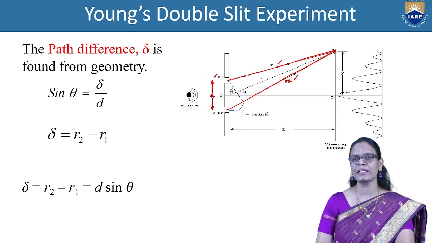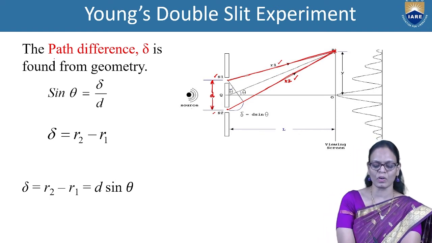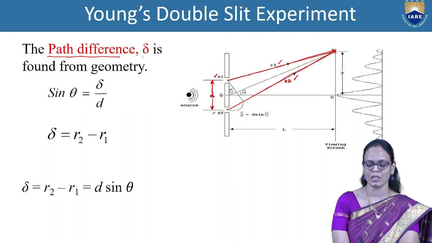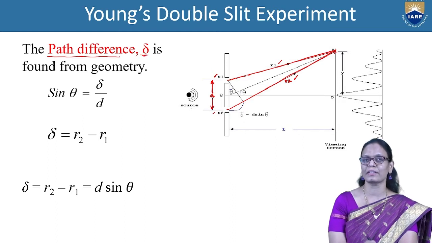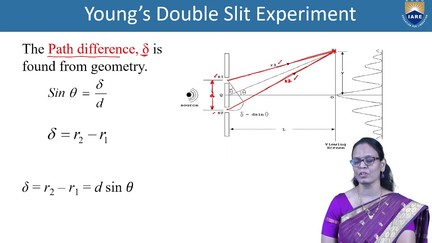Now if you see clearly, there is a difference in the path traveled by the two rays. The ray coming from S2 is traveling a larger distance, or the path length is more when compared to the one coming from S1. Now to calculate the difference in path, that is what we are calling the path difference, which we denote by delta. Let us write the expression from the geometry of the figure.